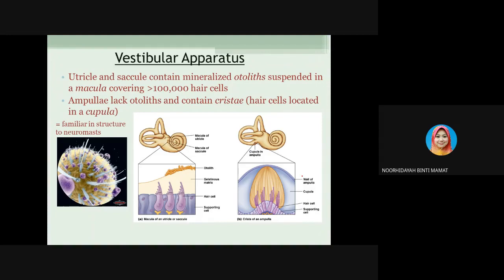So as you can see from here, this is the macula of the utricle and saccule. Okay, so at the upper part of the gelatinous matrix, they have the otoliths. Okay, so they also have the hair cells. So at B, they have a crista of an ampulla. So they contain the cristae, which are the cells located in the cupula. So this is actually the cupula. Okay.